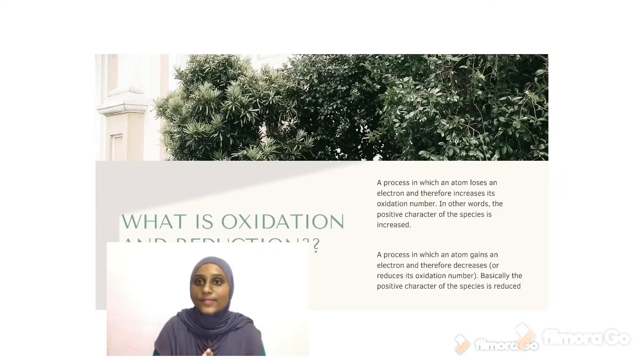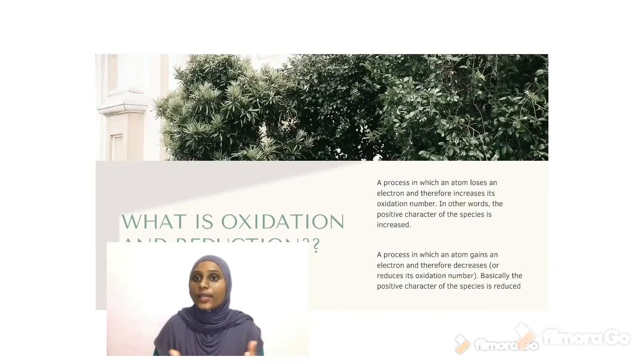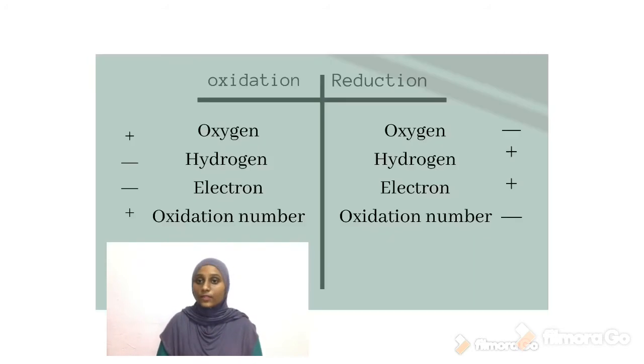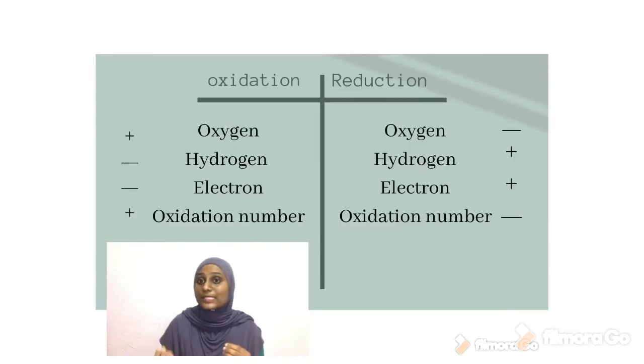Before moving to the next content, I would like to explain what oxidation and reduction are. Oxidation is the process in which an atom loses an electron and therefore increases its oxidation number. In other words, the positive character of the species is increased. Reduction is a process in which an atom gains an electron and therefore decreases or reduces its oxidation number. Basically, the positive character of the species is reduced.